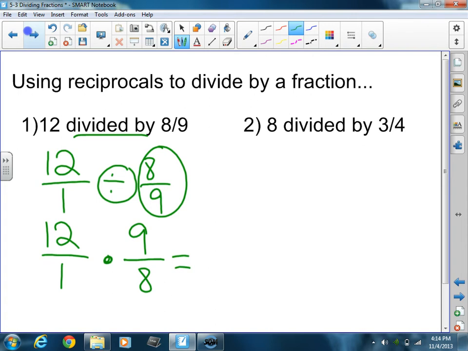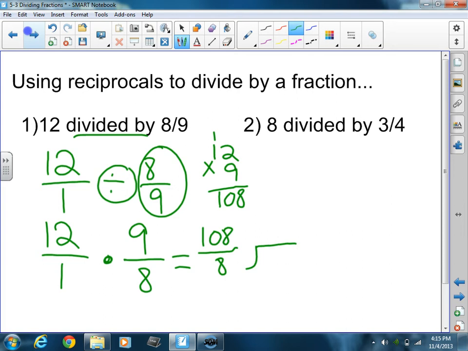So 12 times 9, to work this out, 9 times 2 is 18, 9 times 1 plus 1 is 10. So my numerator is 108, and 1 times 8 is my denominator, so 8 becomes the denominator. Now I see that I ended up with an improper fraction. I need to reduce and change it into a mixed number. So 108 divided by 8.